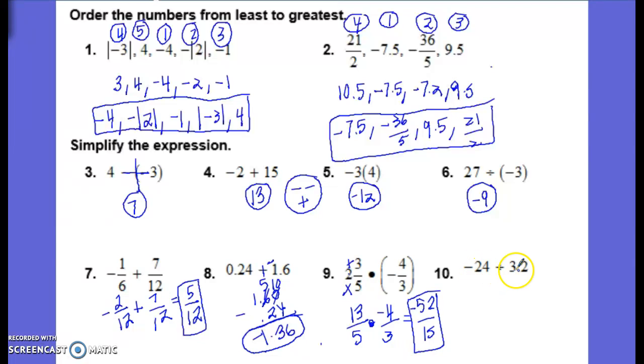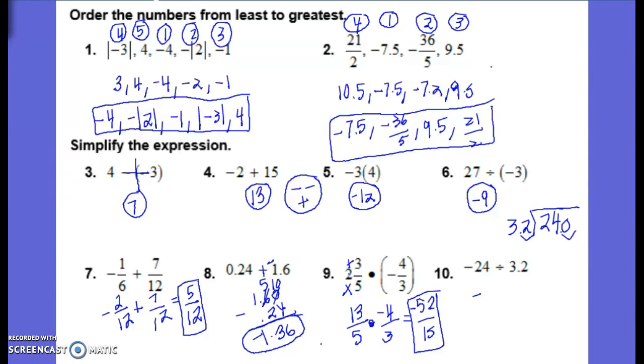Number 10 is dividing. It's a negative divided by 3.2, so negative divided by positive is going to give you a negative. You know your answer is going to be negative. So you would just do your division on the side, 24 divided by 3.2. Remember, when you're doing division, you have to move your decimal over here. There's a decimal here. You move that over. That becomes 240.